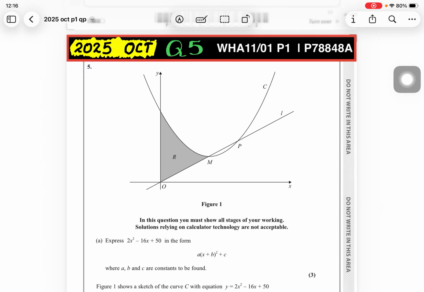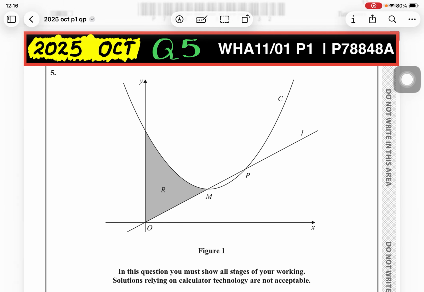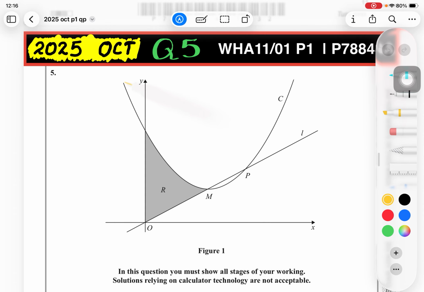Now we are starting with question number 5. In question number 5, it's about a graph. So let's try to identify. This is the main curve that they have provided us. This curve, and this curve will be covered with a few lines. Another line is this graph. Okay, so this is quite a bit of information that we can take at a glance. So let's go with the first part.